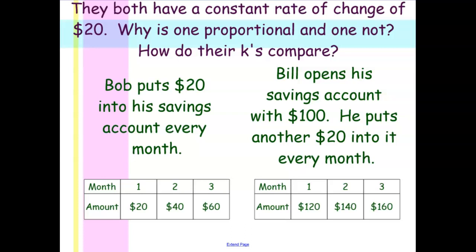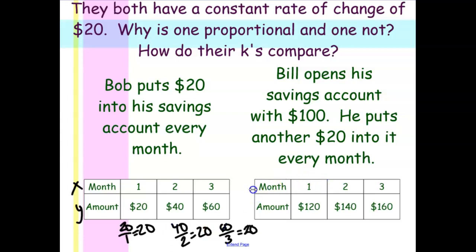Well, let's look at k. That's how we figured out in the past if they're proportional or not. By now, hopefully you know that we want to go dollars per month, not month per dollars. So if I go 20 over 1, I get 20. If I go 40 over 2, I get 20. And if I do 60 over 3, I also shockingly get 20.